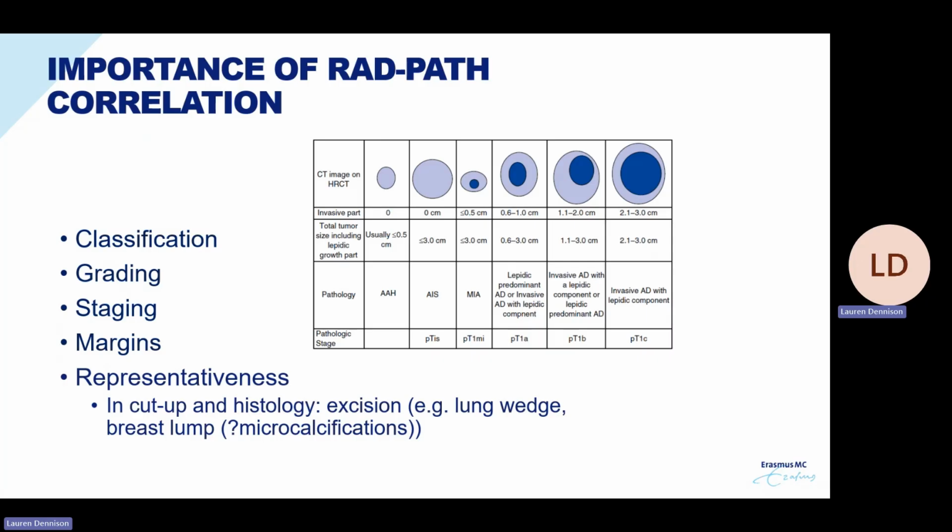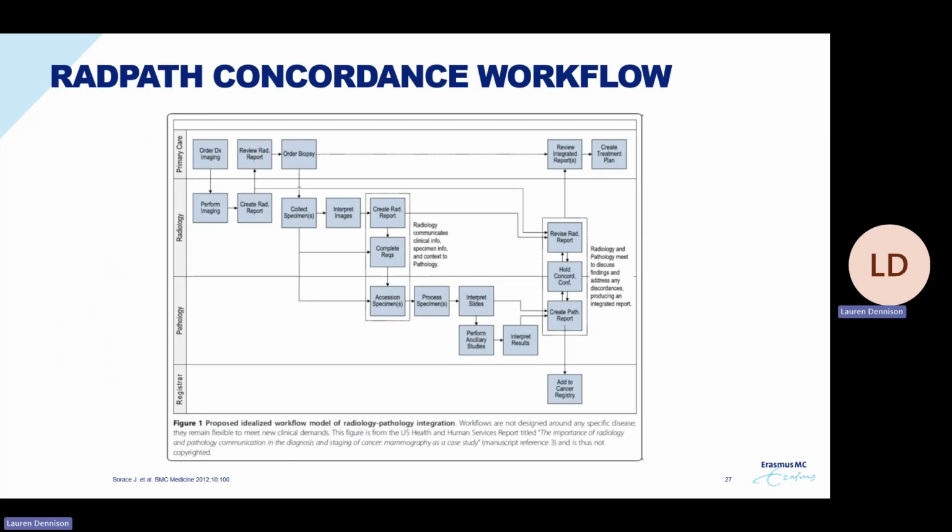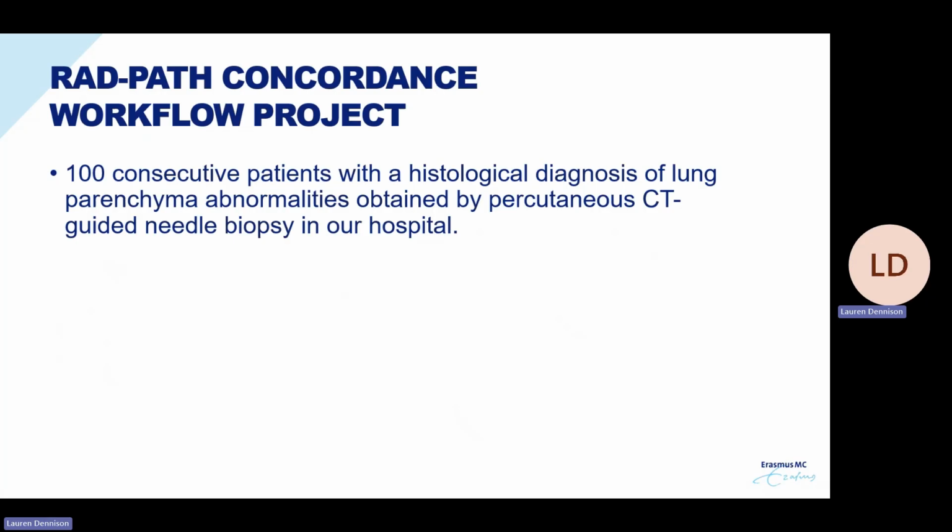So in cut-up, you can combine the histology or the frozen section with your radiology images. For instance, also, if you're cutting up a breast lump, looking at the microcalcifications. And we were particularly interested in this analysis in biopsies. So this is something that has already been recognized for a while. This is a paper from some 13 years ago, suggesting that for this type of concordance workflow, you should, in the end, actually come together as a pathologist and radiologist and discuss difficult cases to see what your integrated diagnosis would be, which you then, of course, feed back to the clinician.